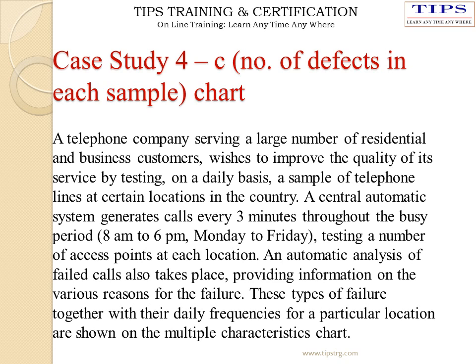Case study for the C chart. A telephone company serving a large number of residential and business customers wishes to improve the quality of its services. For that, a central automatic system generates a call every 3 minutes throughout the busy period of 8 a.m. to 6 p.m., Monday to Friday, testing a number of access points at each location. An automatic analysis of failed calls also takes place, providing information on the various reasons for failure. These types of failures, together with their daily frequencies for a particular location, are shown by a multiple characteristics chart.